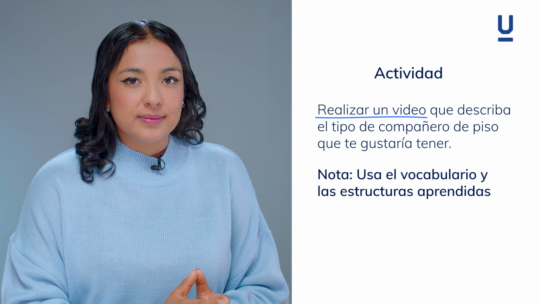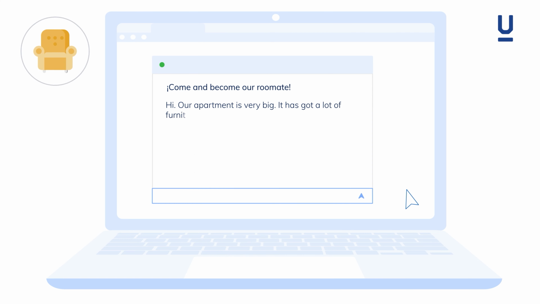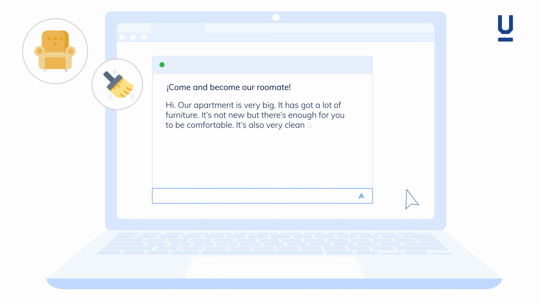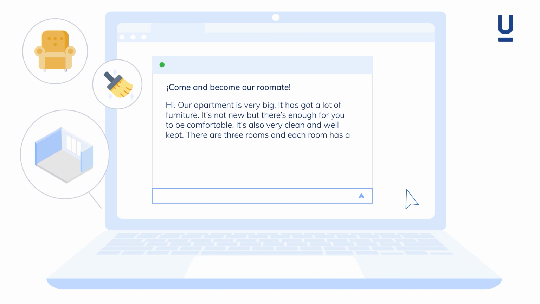Hi. Our apartment is very big. It has got a lot of furniture. It's not new, but there's enough for you to be comfortable. It's also very clean and well kept. There are 3 rooms and each room has a bathroom. So, you can have your own bathroom.